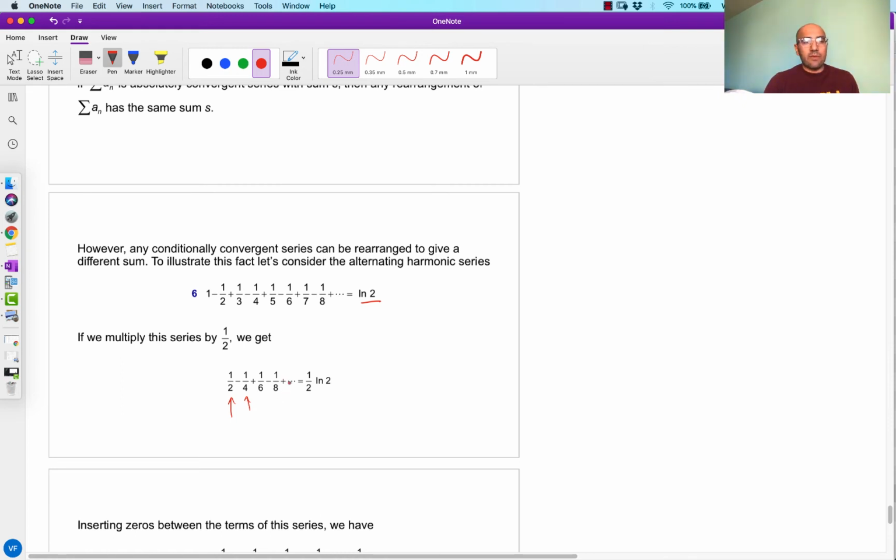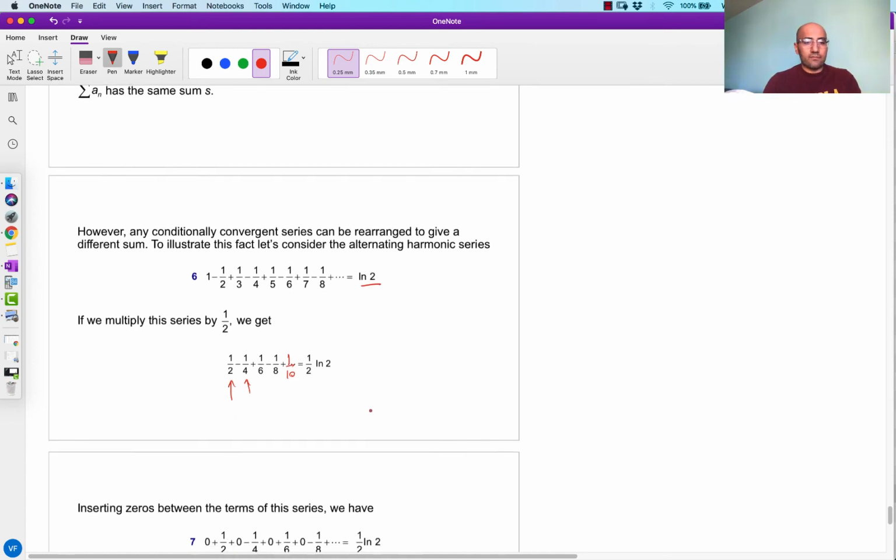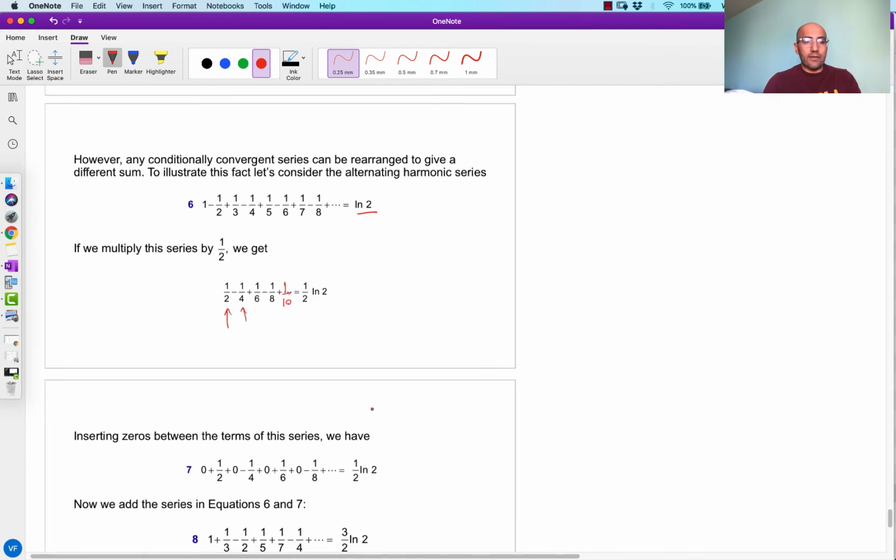And then the next one's going to be 1/10, 1 over 10, and so on and so forth. Okay, so now if we insert zeros in between them, we get this sequence. So all we have to do is put a 0 in there, and then this term, then a 0, then this one, then a 0, then this one. Right? That's how we get to this guy right here.